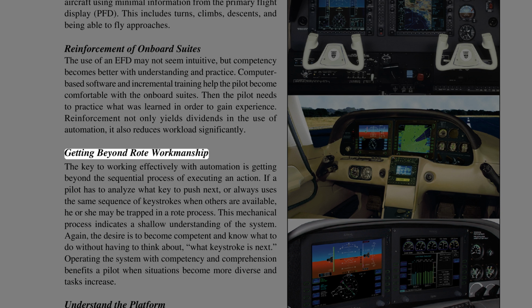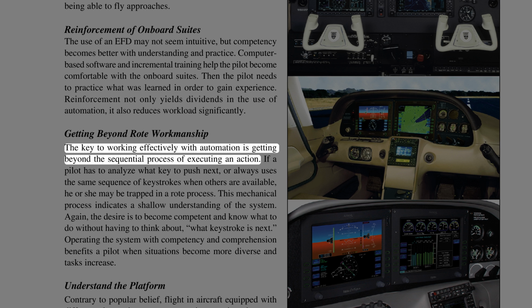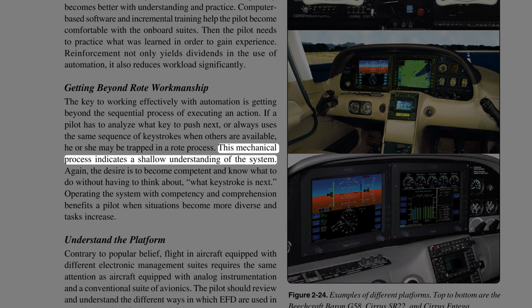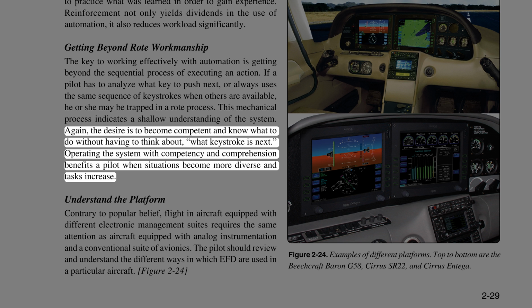Getting beyond rote workmanship. The key to working effectively with automation is getting beyond the sequential process of executing an action. If a pilot has to analyze what key to push next, or always uses the same sequence of keystrokes when others are available, he or she may be trapped in a rote process. This mechanical process indicates a shallow understanding of the system. Again, the desire is to become competent, know what to do without having to think about what keystroke is next. Operating the system with competency and comprehension benefits a pilot when situations become more diverse and tasks increase.